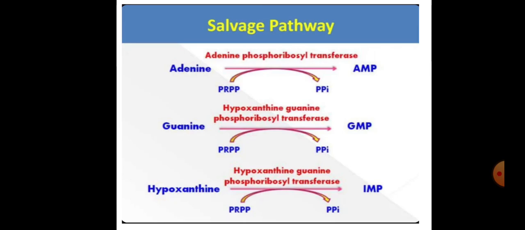Here the substrates required are hypoxanthine, guanine and adenine, with the enzyme PRPP, and the products formed are IMP, GMP and AMP.